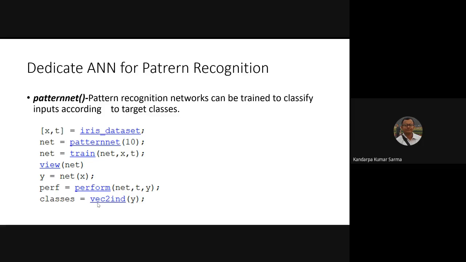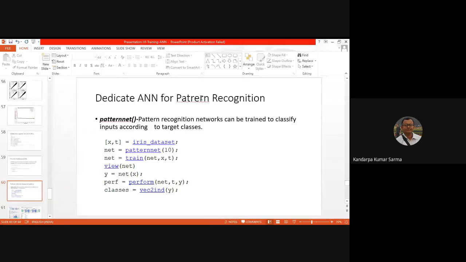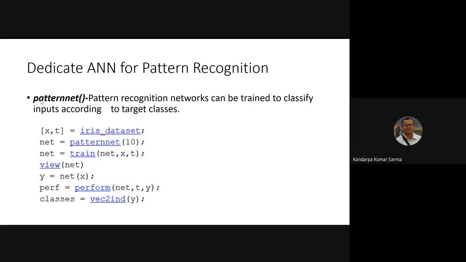Now, in the later versions of MATLAB, there are dedicated functions. There are dedicated feed-forward ANN functions meant purely for pattern recognition purposes. So now here is one such network that is meant purely to deal with pattern recognition, pattern net.